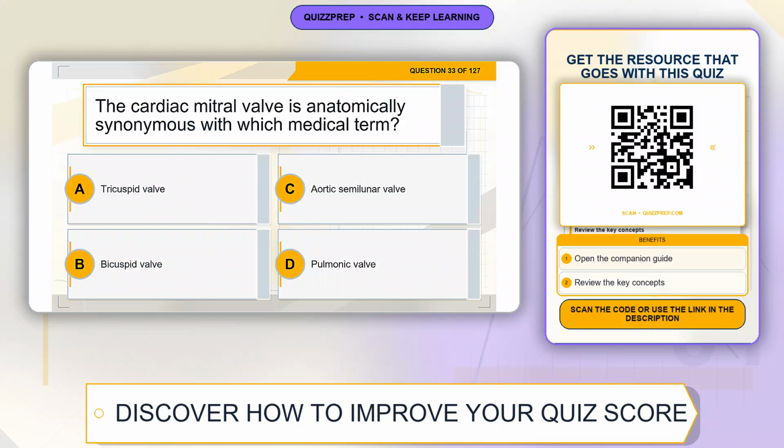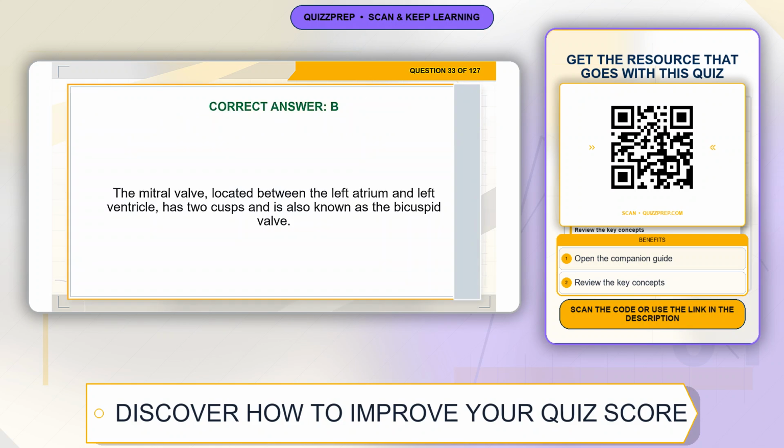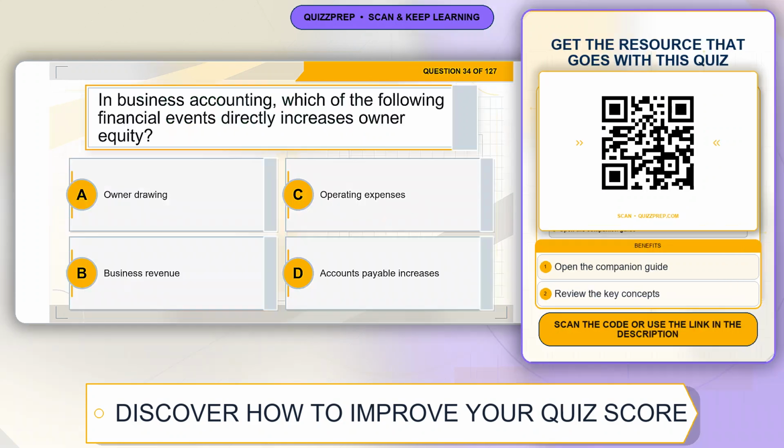Question 33. The cardiac mitral valve is anatomically synonymous with which medical term? Option A, tricuspid valve. Option B, bicuspid valve. Option C, aortic semilunar valve. Option D, pulmonic valve. The correct answer is option B, bicuspid valve. Explanation. The mitral valve, located between the left atrium and left ventricle, has 2 cusps and is also known as the bicuspid valve.